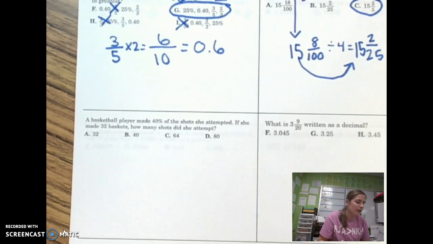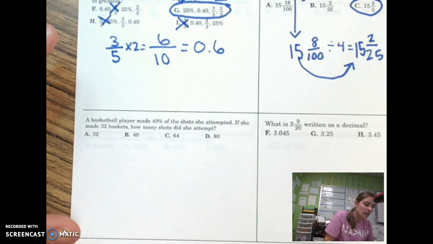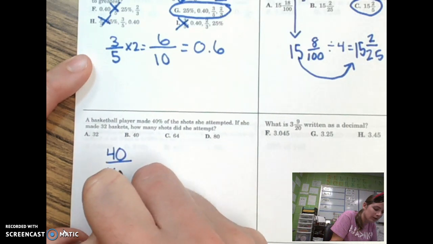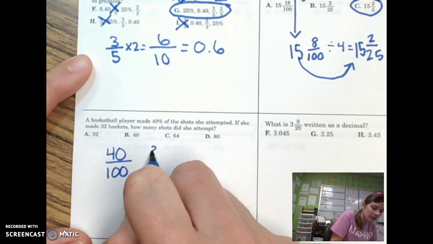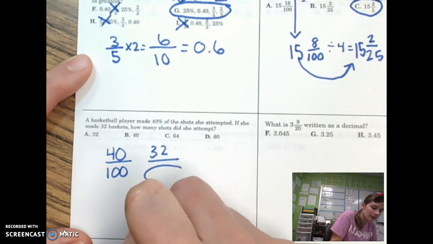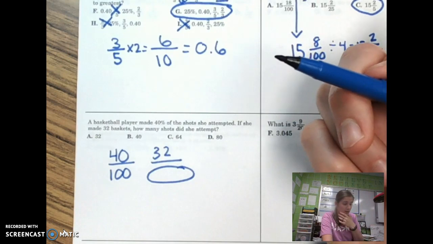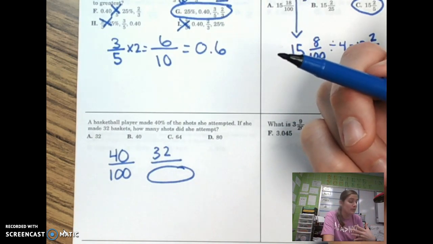Okay, a basketball player made 40% of the shots she attempted. If she made 32 baskets, how many shots did she attempt? So 40%, we're going to write 40 over 100. She made 32, and we want to know how many she shot. So to do that, we can't change 40 into 32, so first we have to simplify.